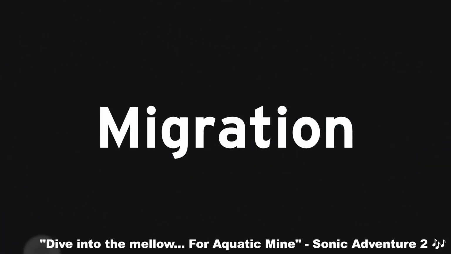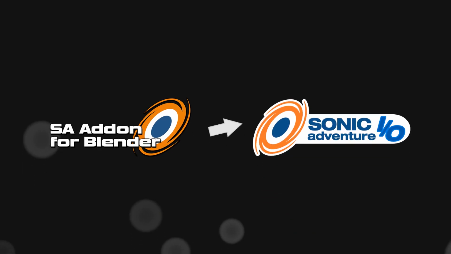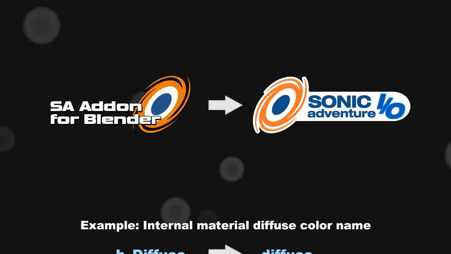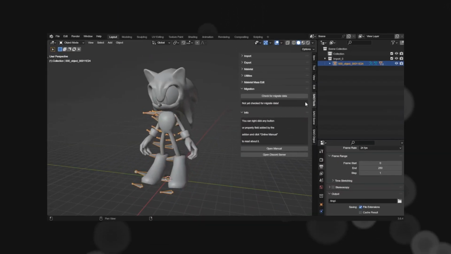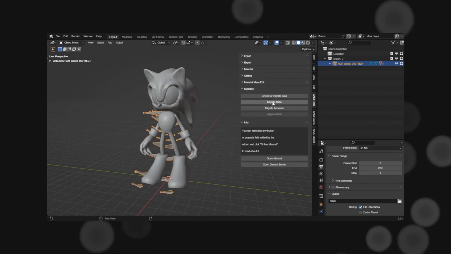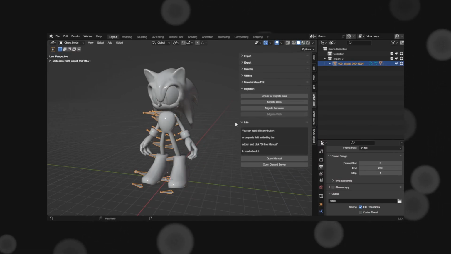With all these changes, Blender projects made with the old add-on won't work out of the box, as the new add-on has a new data model for storing properties. But don't worry, we have added migration tools to help with that. Simply open your file, press the check for migrate data button, and then migrate the data. It's as easy as that.